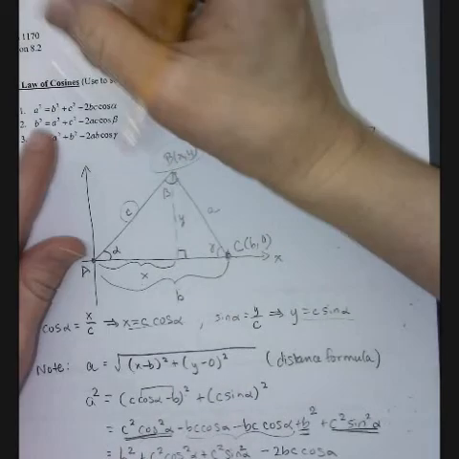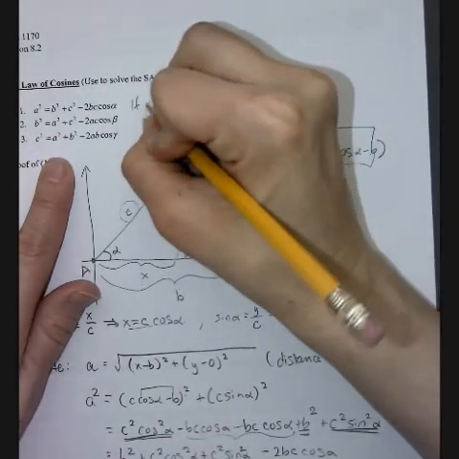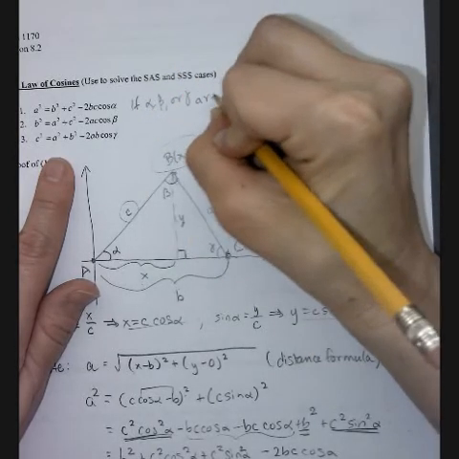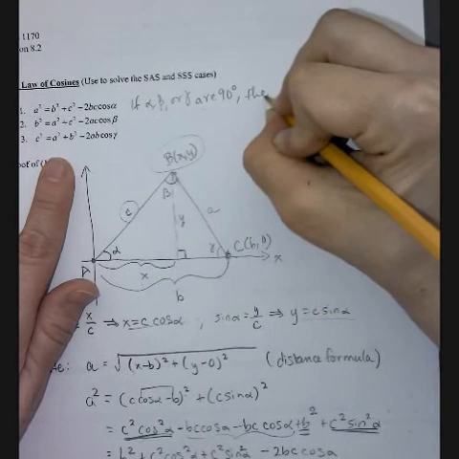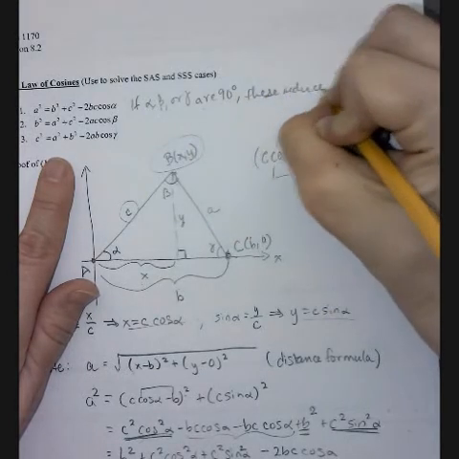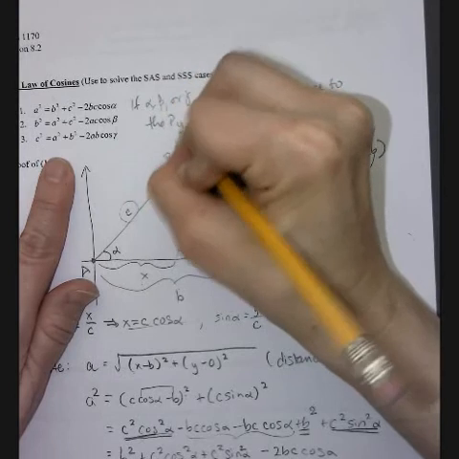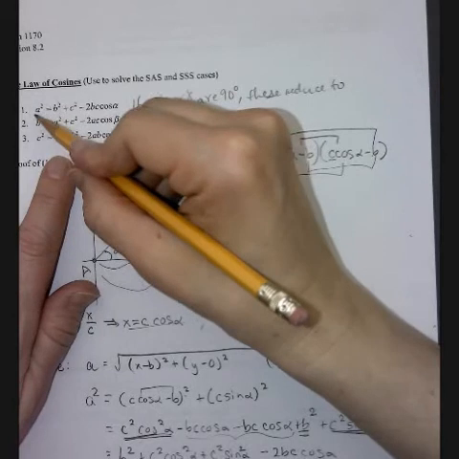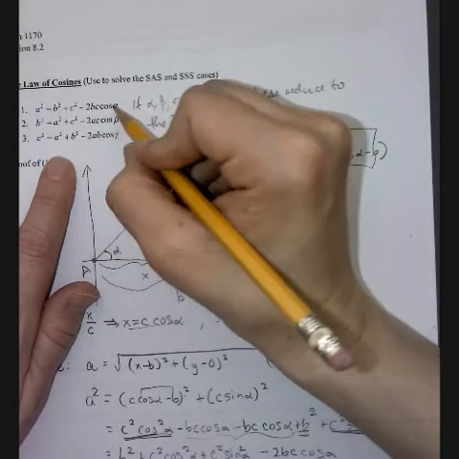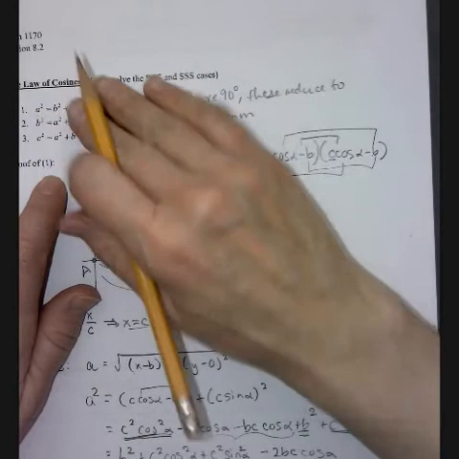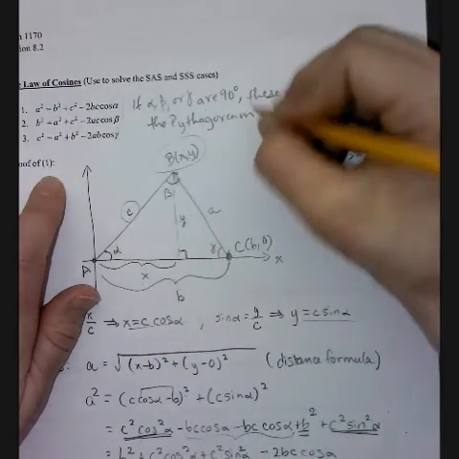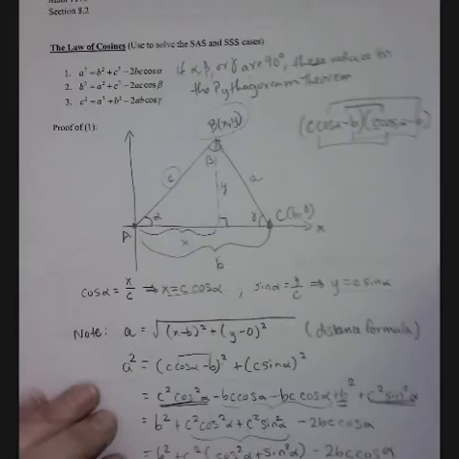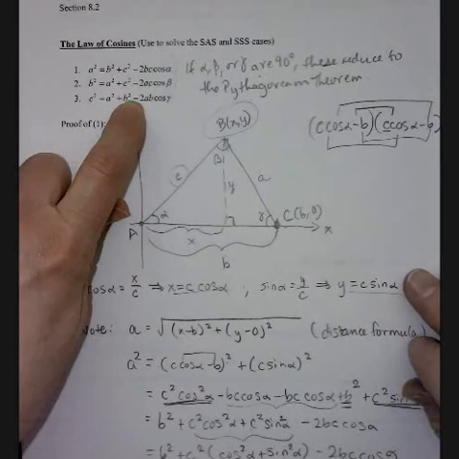If alpha, beta, or gamma are 90 degrees, these reduce to the Pythagorean theorem. And that might help you memorize the formulas, right? Because we all know the Pythagorean theorem. This would be, of course, the side opposite of this angle, but otherwise this part looks just like the Pythagorean theorem. Don't forget when you're using these formulas, this is minus 2 BC, AC, AB, whatever the sides are.